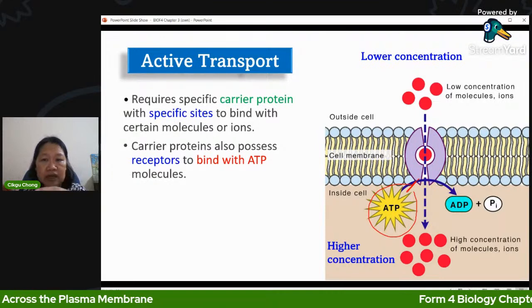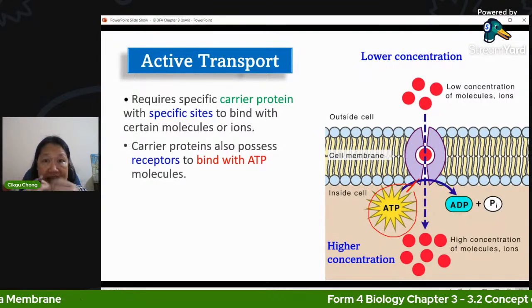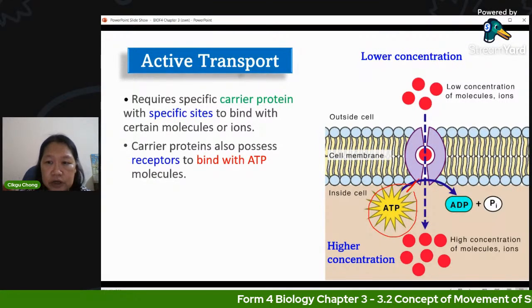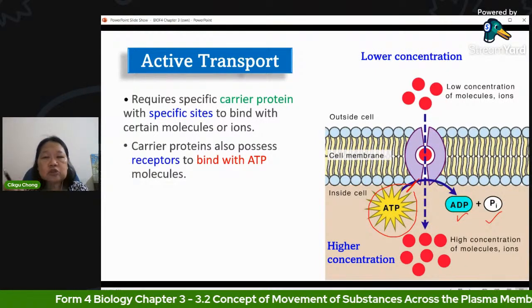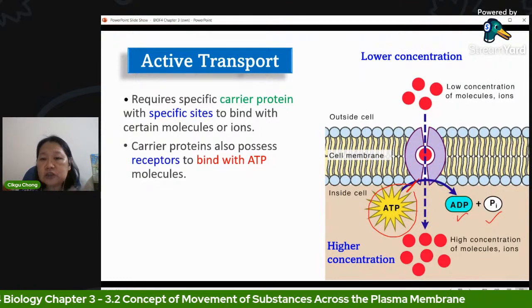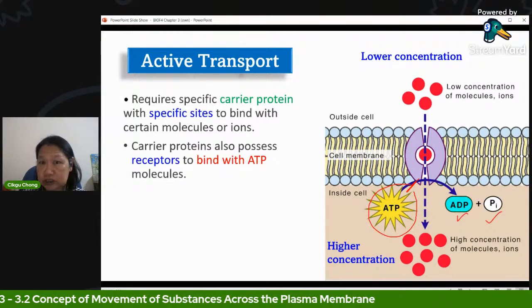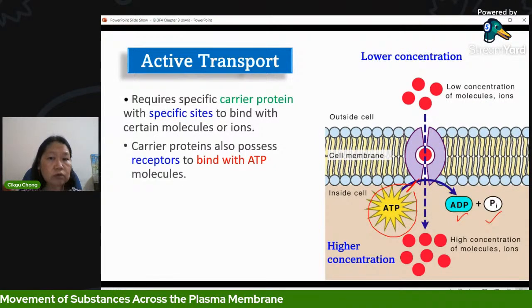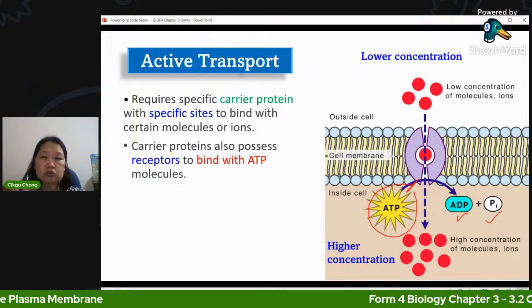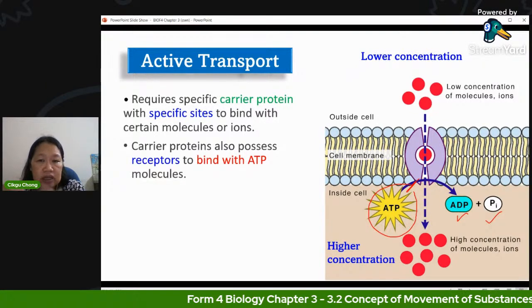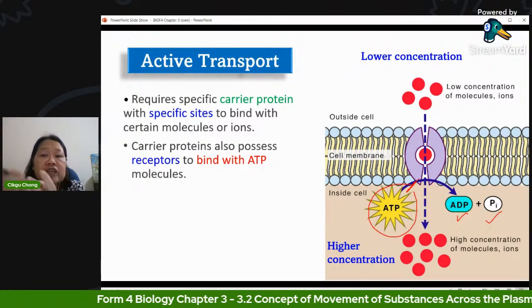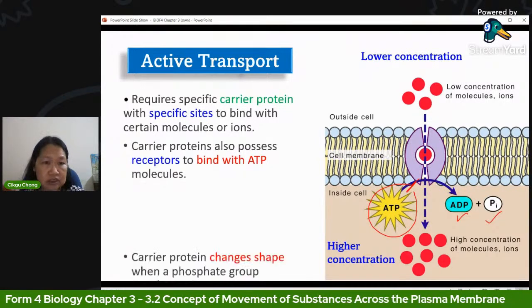So when ATP is released or broken down, you are going to get ADP and the inorganic phosphate, which can be used to make back the ATP. Once your ATP is used, it will break down and give you the energy. The energy will be used by the carrier protein to change shape. So that is why you need the ATP, the energy from the ATP, to change the shape of the carrier protein.